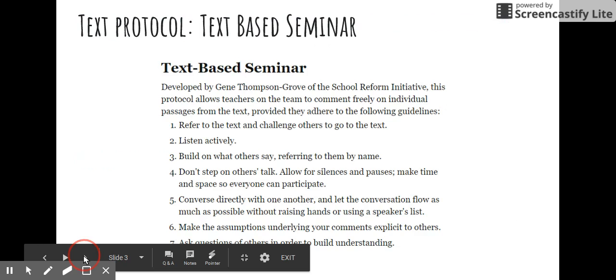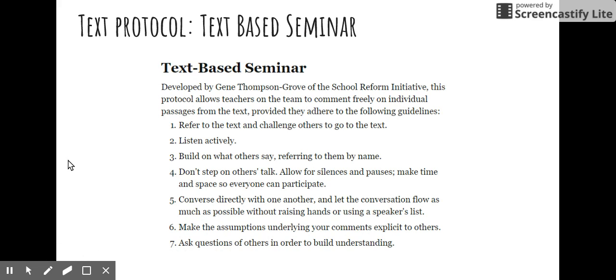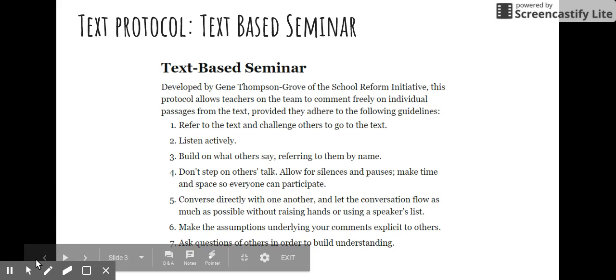So for our text protocol this week, we decided to try out the text-based seminar. Last week, we tried the 4A's protocol, and though we really liked it, we wanted to expand and try all of the protocols that Venable's book lists just to see what they were like. So to begin with, we summarized the text-based seminar steps and made sure we were clear on what we were going to do before we jumped into the text.